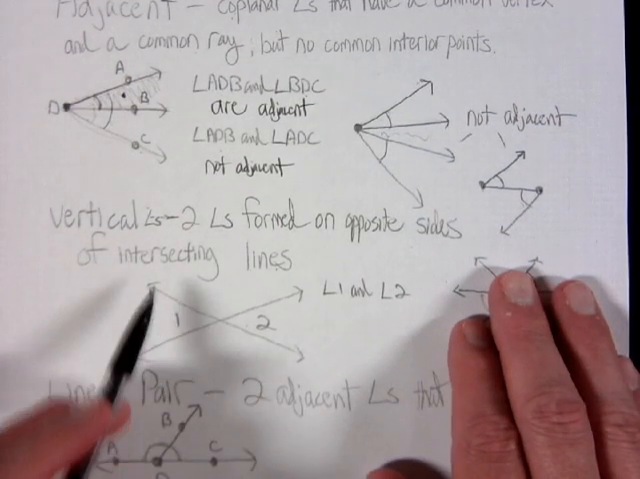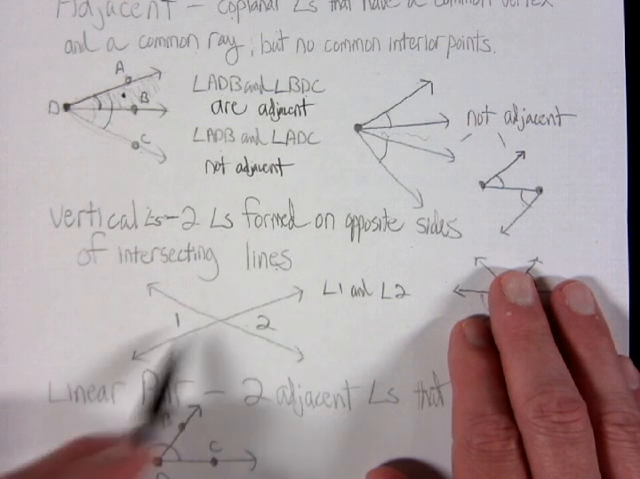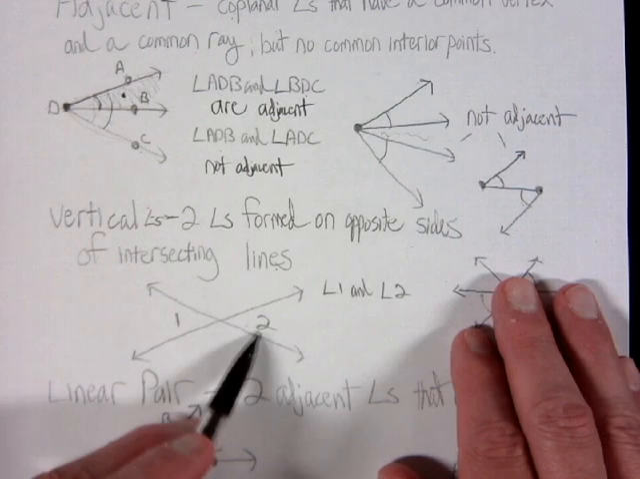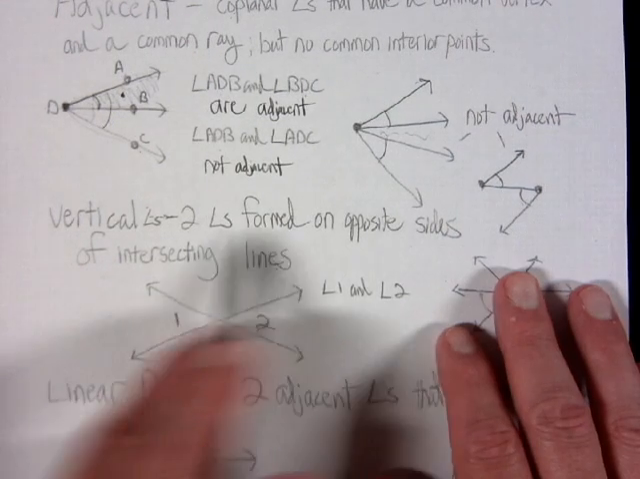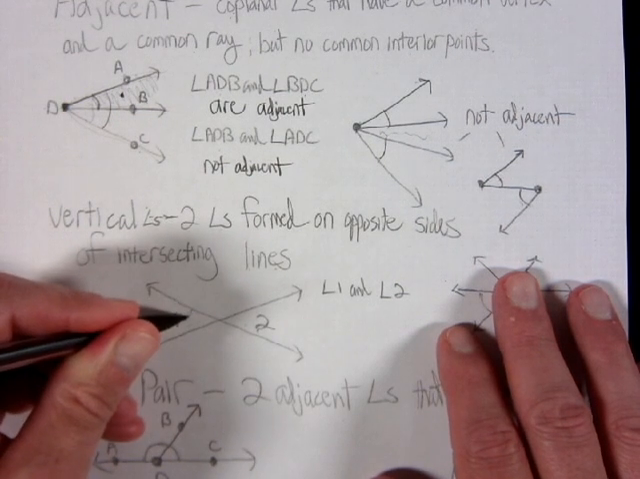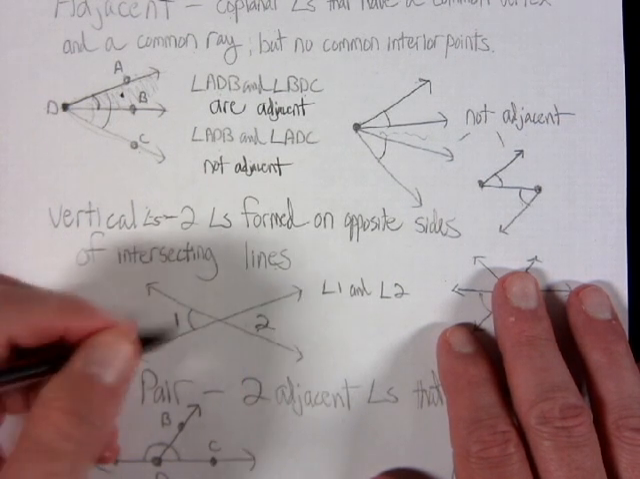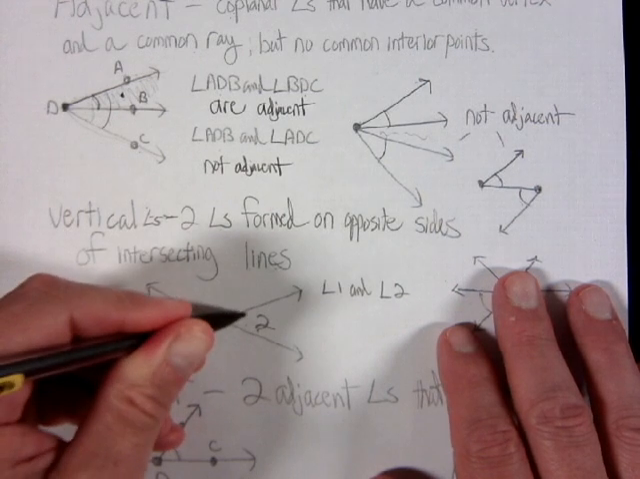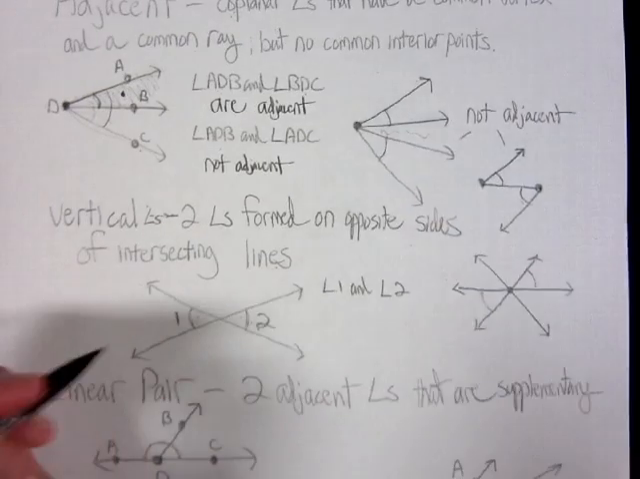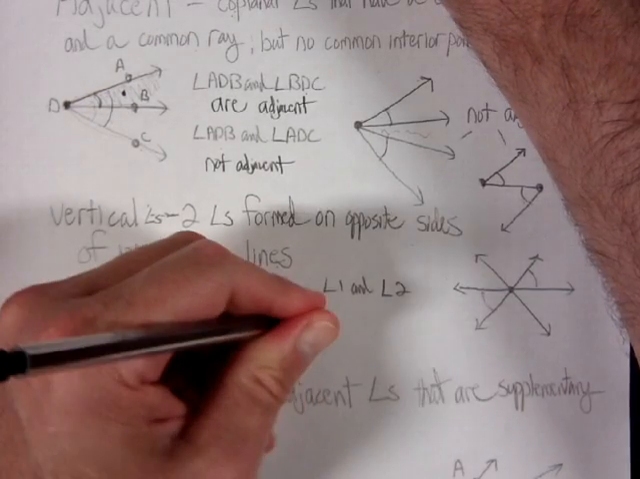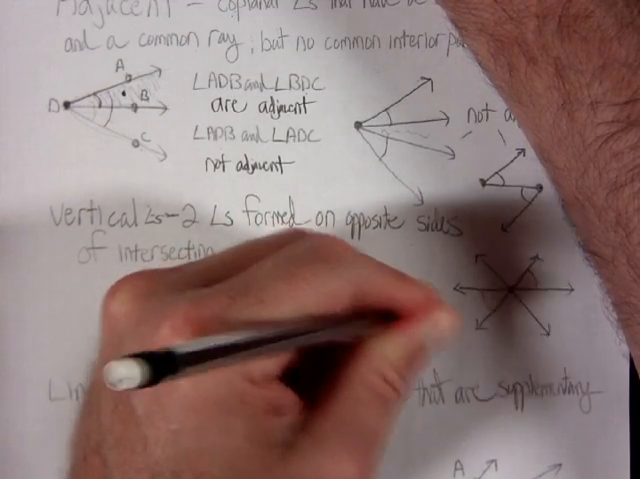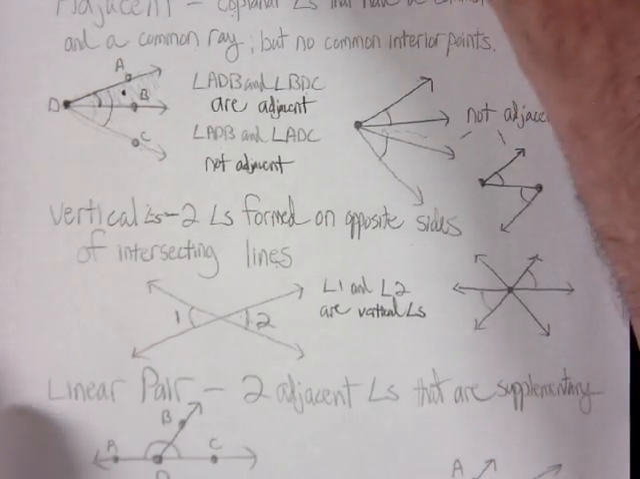So, for example, right here we have two intersecting lines. I've got this angle labeled as angle 1 and this angle labeled as angle 2. They are formed on opposite sides of intersecting lines. So if this is one angle, if you've got two lines that intersect, its vertical angle would be on the opposite side of it. If you just trace it through, you would go to the vertical angle. So I can now say 1 and 2 are vertical angles.